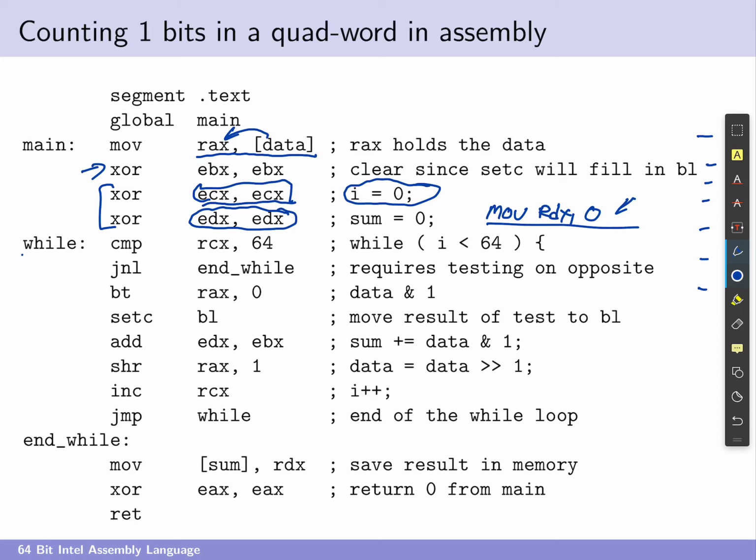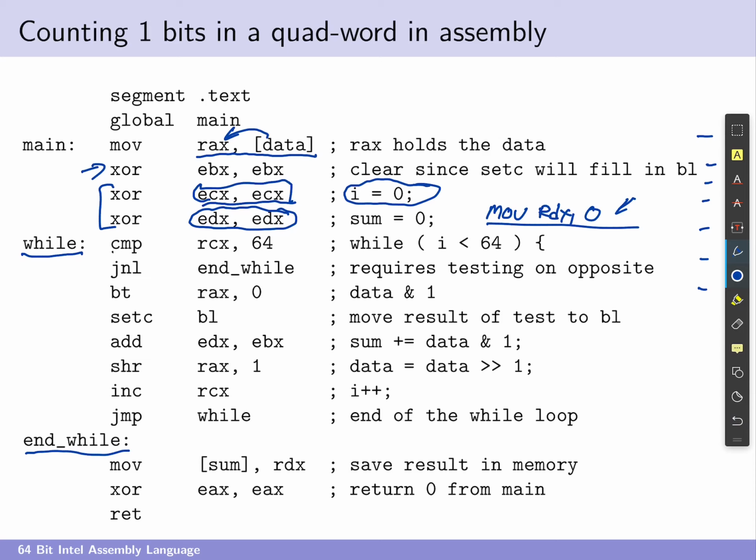We now want to start our loop. Again, I have my while and my end while label. You could pick anything. You don't have to call it while, since it's not a construct as such in assembly. You could call this A and that B. It would make your code very hard to interpret, but nothing actually stops you doing it.